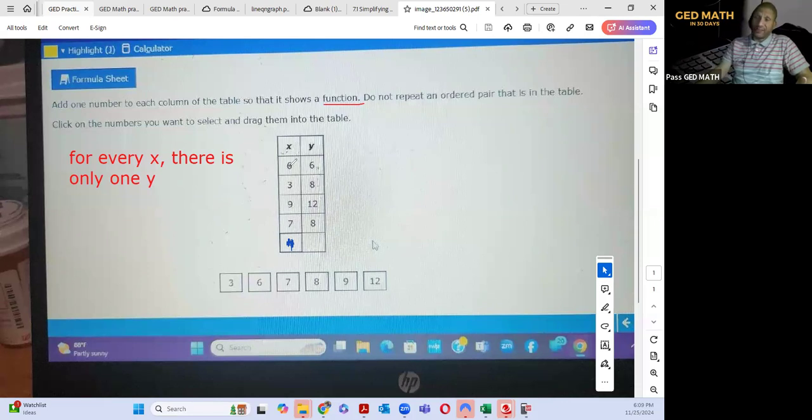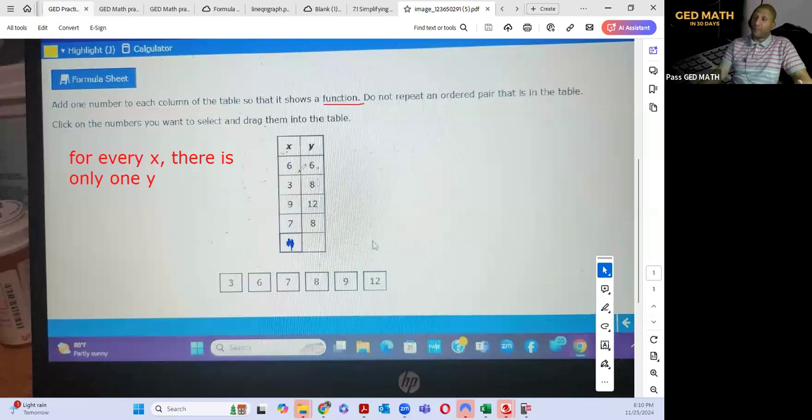So when x is 6, y is 6. When x is 3, y is 8. When x is 9, y is 12. When x is 7, y is 8. So you're thinking, what you're trying to do is come up with an equation so you know what to put in those two numbers. I know that's what you're doing. You're trying to figure out what can I do to x to make y 6? If x is 3, what can I do to make y 8? You're trying to figure out what this equation is. That's not what you're supposed to be doing. The key word is that the table should show a function. For every x, there's only one y.